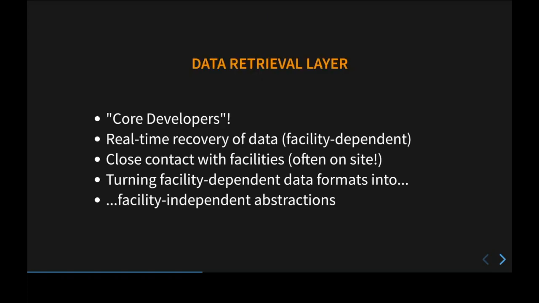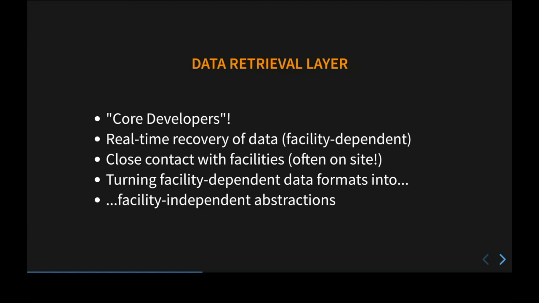Of course, this is not magic. This is usually taken care of by the core developers, whatever that term means, which is the people who are familiar with the code. Usually, the way to retrieve the data in real time is facility independent. So what we do is we go to the facilities, sometimes days before the experiment, and we work with the people there to retrieve the data. The idea is to turn facility dependent data formats into facility independent abstractions.